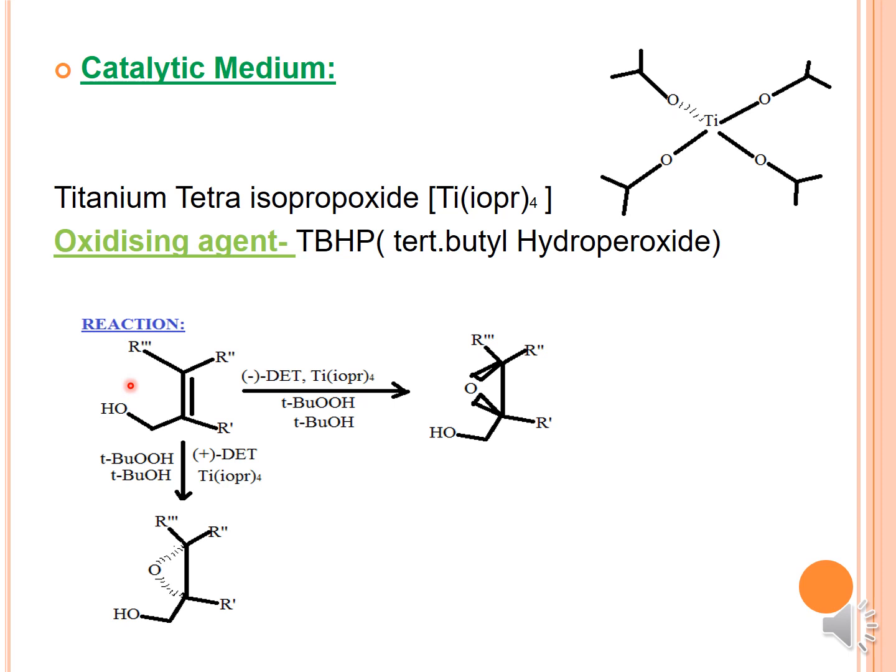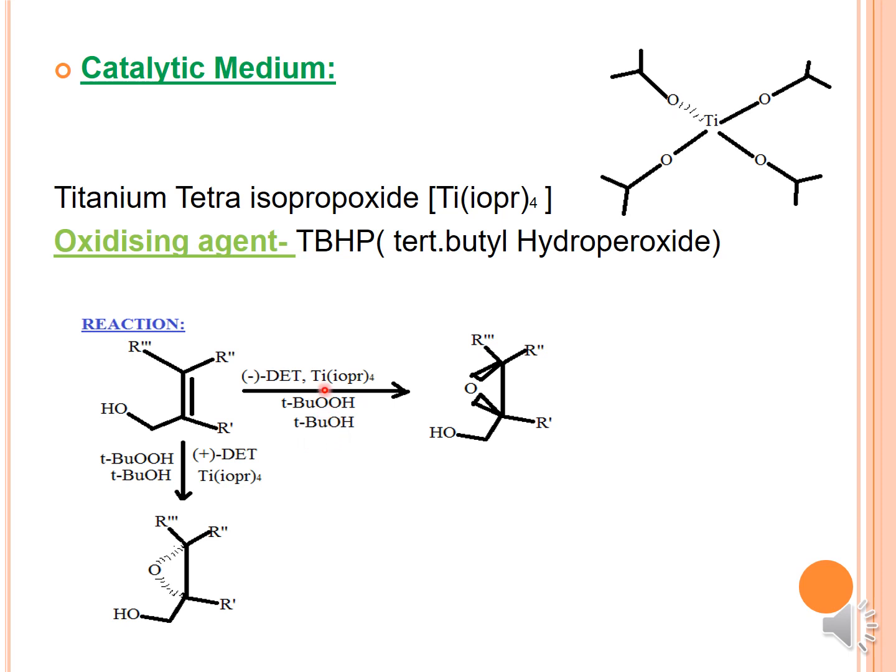Here you are taking primary allylic alcohols, and upon treatment with minus DET, you will get the epoxide formation from the front direction. Always remember the alkene, whenever it is in the presence of DET, minus DET, and upon treatment with tertiary butyl hydroperoxide.